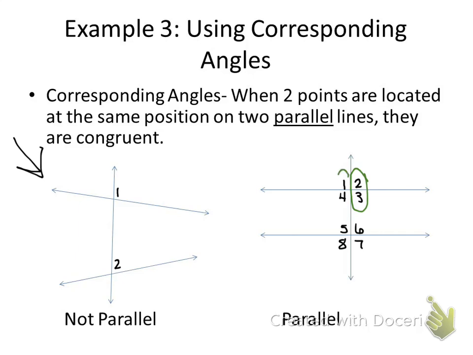Give me another pair, Marissa. 1 and 4. Thad? 6 and 7. Javon? 5 and 8. Andrew? 1 and 2. Logan? 8 and 7. JT? 5 and 6. And Noah? 3 and 4. So I can look at the adjacent supplementary angles on this same diagram.